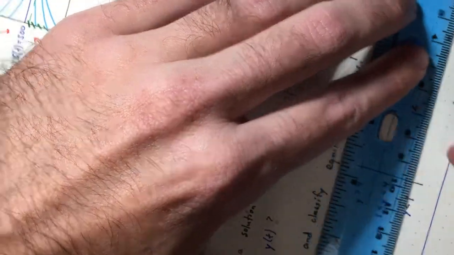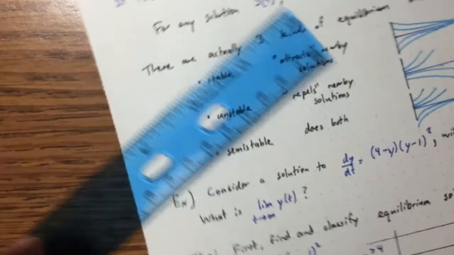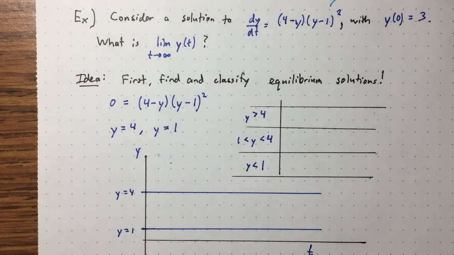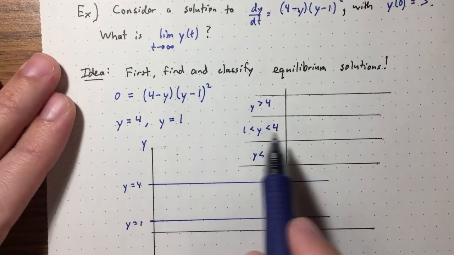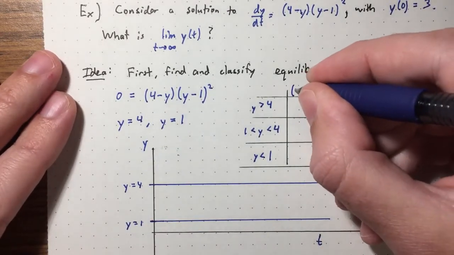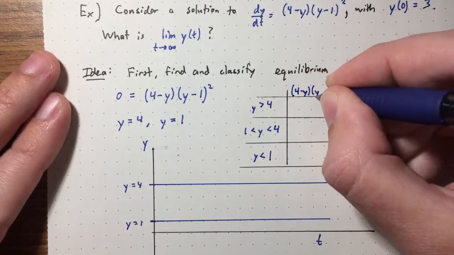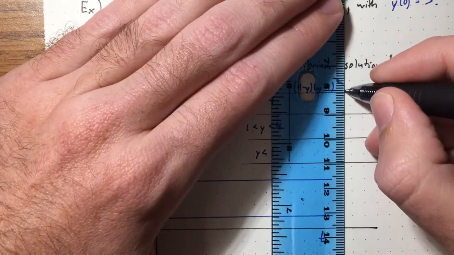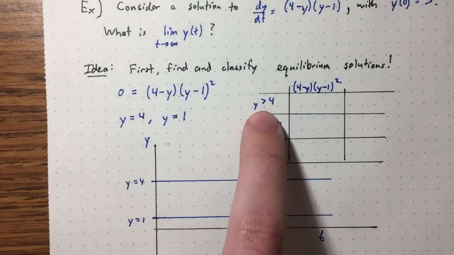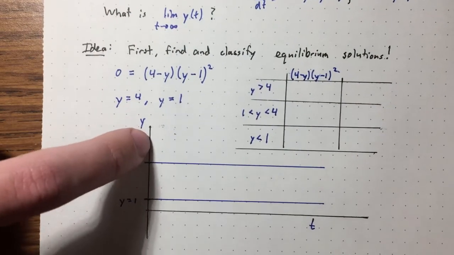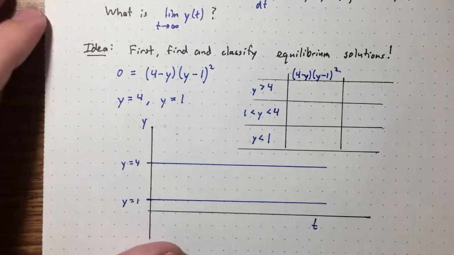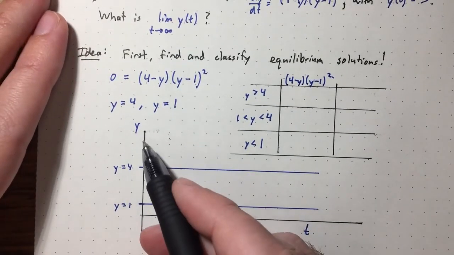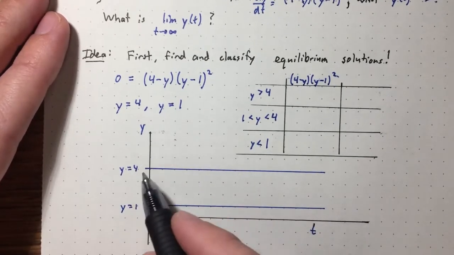Okay, so here are 3 regions. And I want to understand what's happening in each region. So we're going to do this just like the other example. Okay, so first of all, I'm just going to copy this out again. 4 minus y, and then y minus 1 squared. Let's make this a column. Okay. So let's say y is greater than 4. So we're starting up here with some value greater than 4. It could be an initial value, it could be a value out here, it doesn't matter. We're greater than 4.